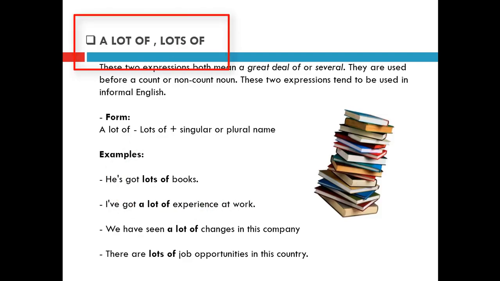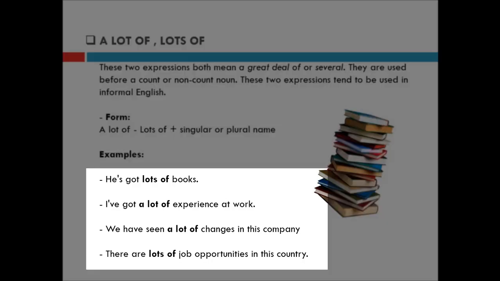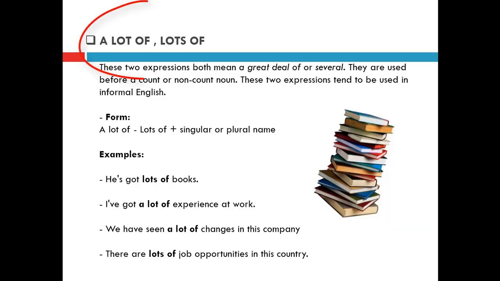Lots of and a lot of. Okay. A lot of and lots of. For example, he's got lots of books. I've got a lot of experience at work. We have seen a lot of changes in this company. There are lots of job opportunities in this country. So it's quite easy to identify the differences between lots of and a lot of. They are different in terms of form. Lots with s, and a lot of with no s.